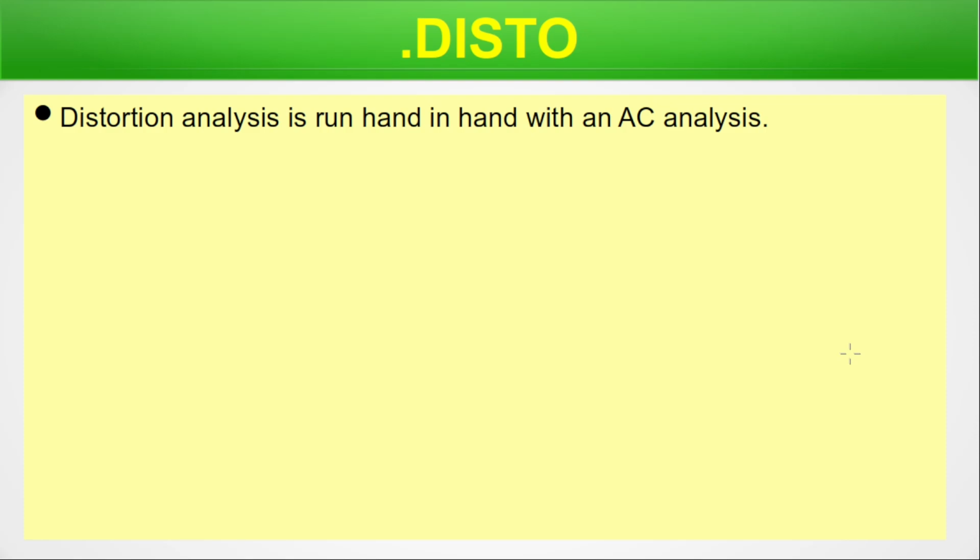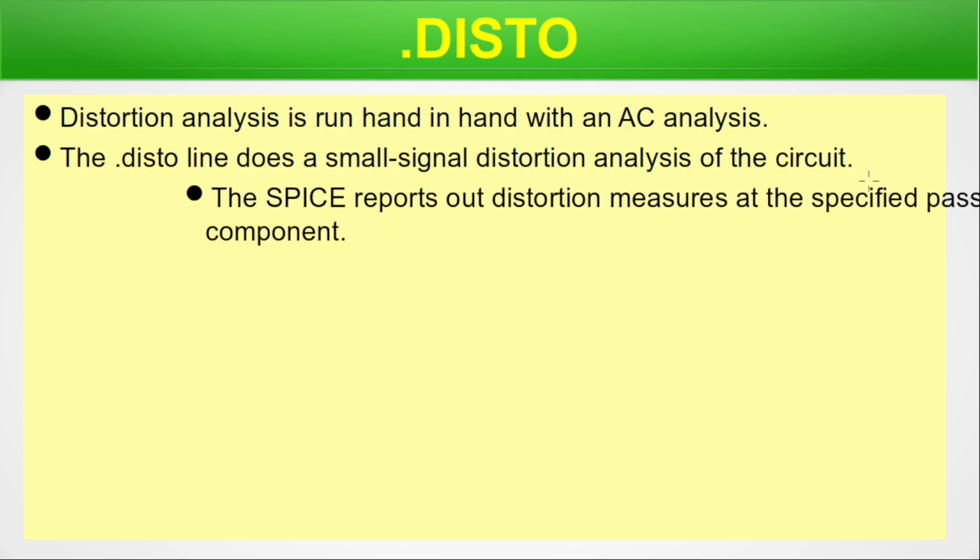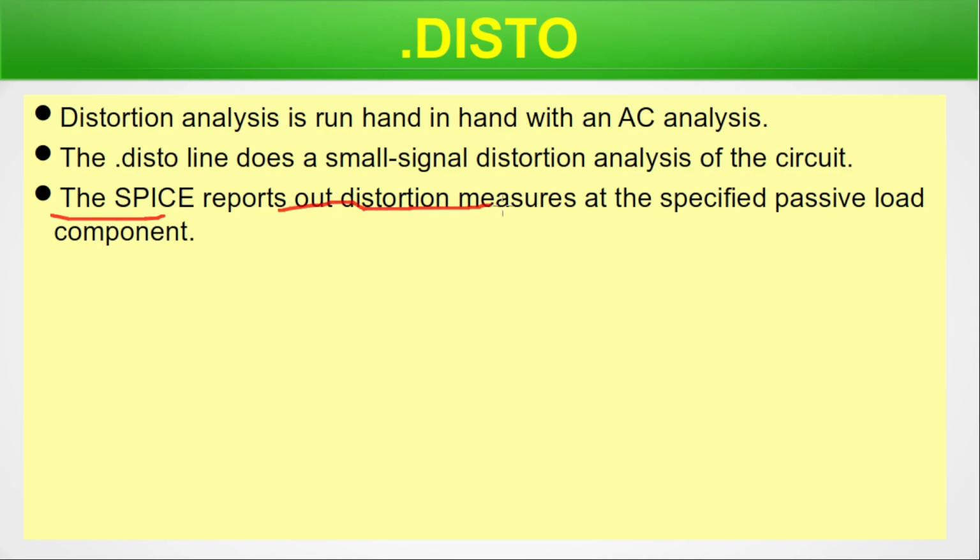So here it is explicitly said that this is used hand in hand with the AC analysis. The .disto line does a small signal distortion analysis of the circuit. Spice reports the distortion measures at specified passive load components. Load components generally are the C, L, etc., or the R. So these are load components and these are passive in nature.